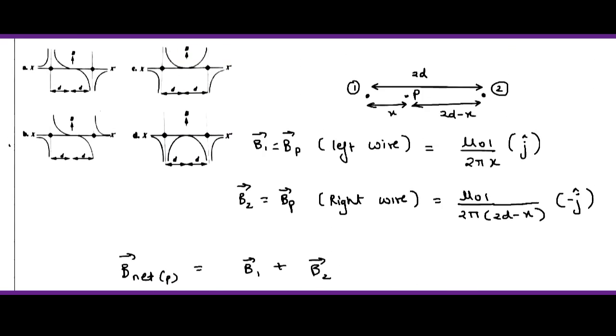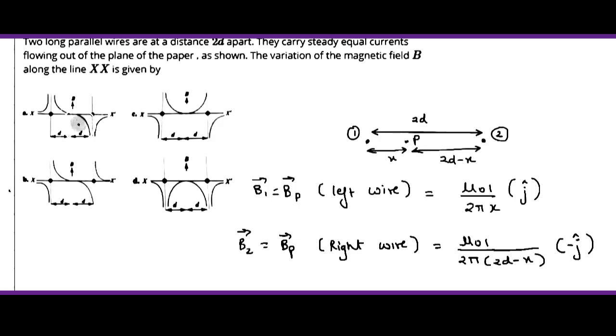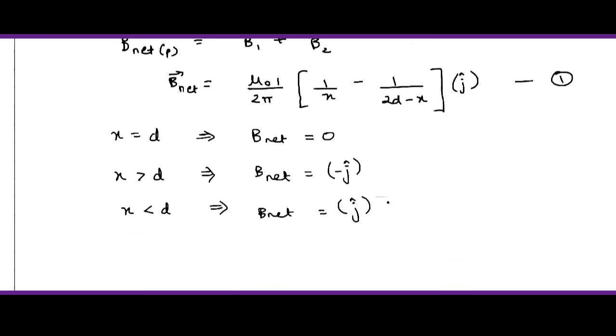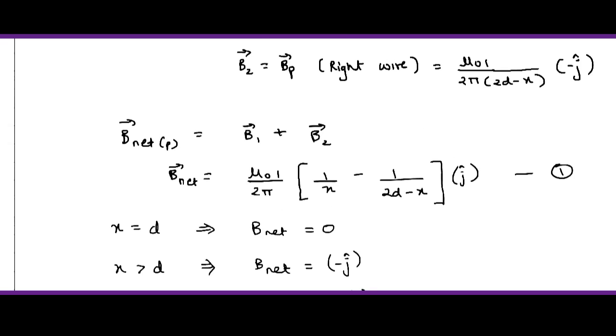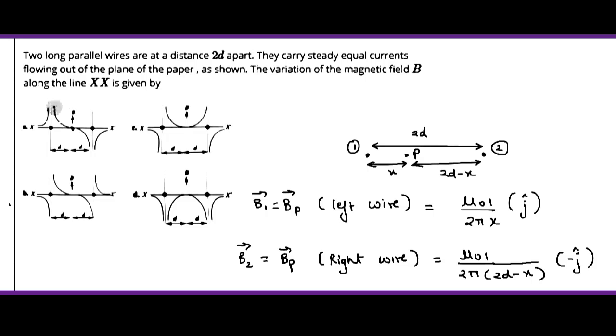For the first option, let's check. As we have seen, at x equals D, the magnetic field value is 0, and it is true. For x less than D, the magnetic field is along the positive y-axis, and as we can see over here, yes, it is. For x greater than D, it is along the negative direction. Yes, so the middle part of the diagram is correct.